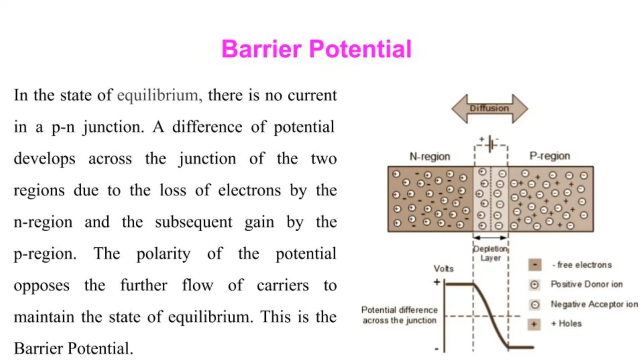Let us see barrier potential. In the state of equilibrium, there is no current in a p-n junction. A difference of potential develops across the junction of the two regions due to the loss of electrons by the n region and subsequent gain by the p region. The polarity of the potential opposes the further flow of carriers to maintain the state of equilibrium. This is the barrier potential. So you can understand from the diagram.